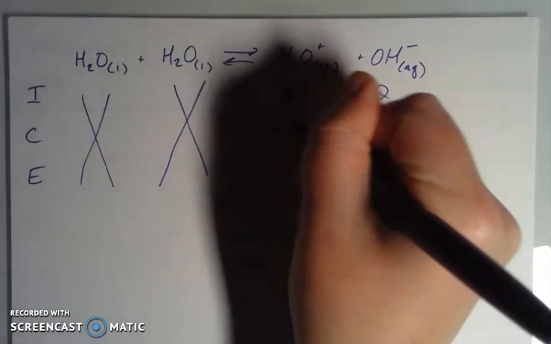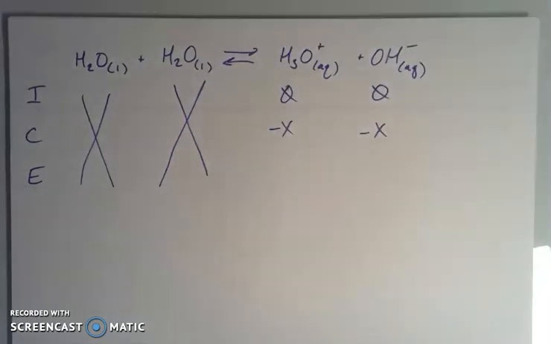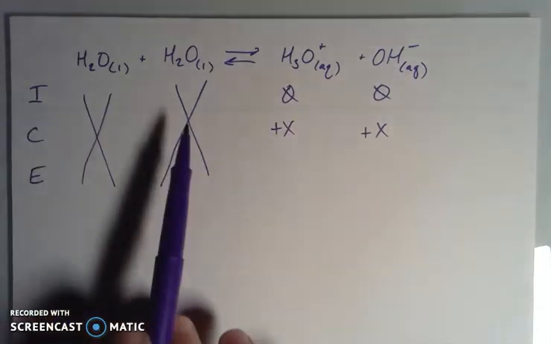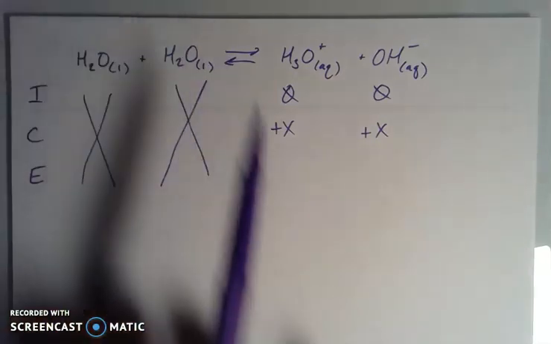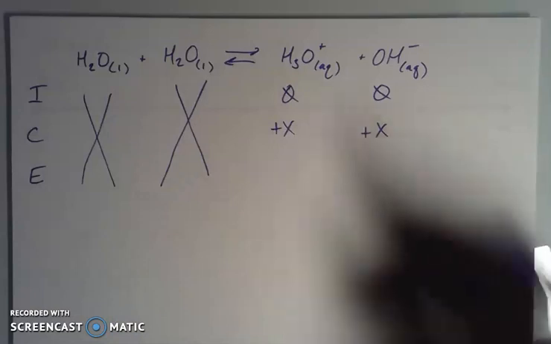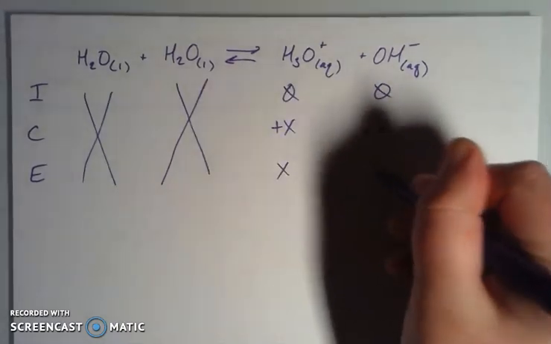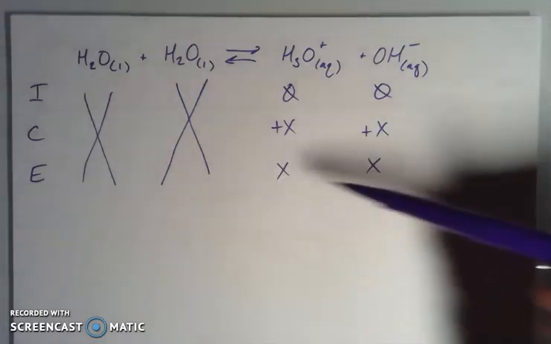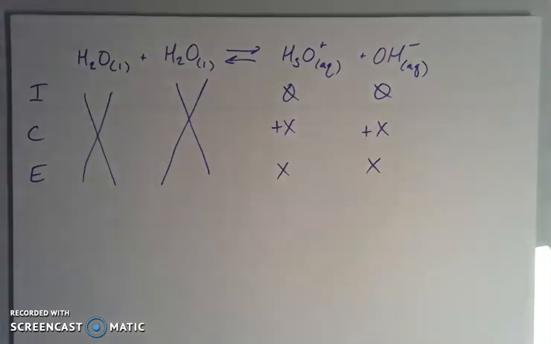My change is going to be positive X here, right? I'm adding products here, so it's changing by a molar quantity. If we had anything on this side, we'd say it's a negative X, plus X, plus X, which gives me an X for each of my equilibrium concentrations, which means that I have the same equilibrium concentration of my hydronium and my hydroxide under normal conditions.